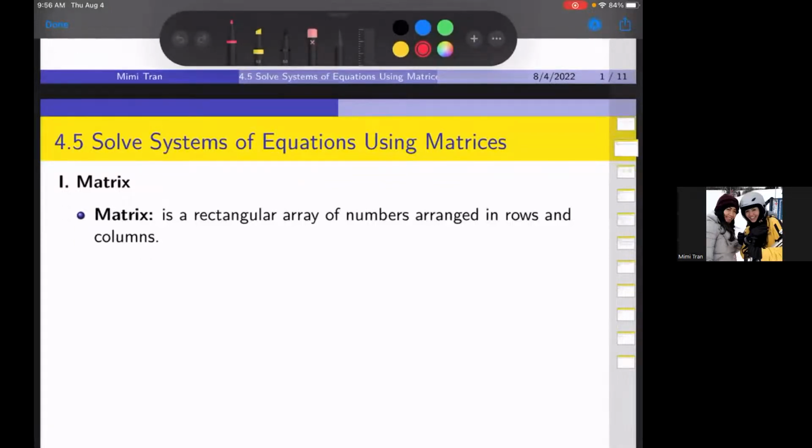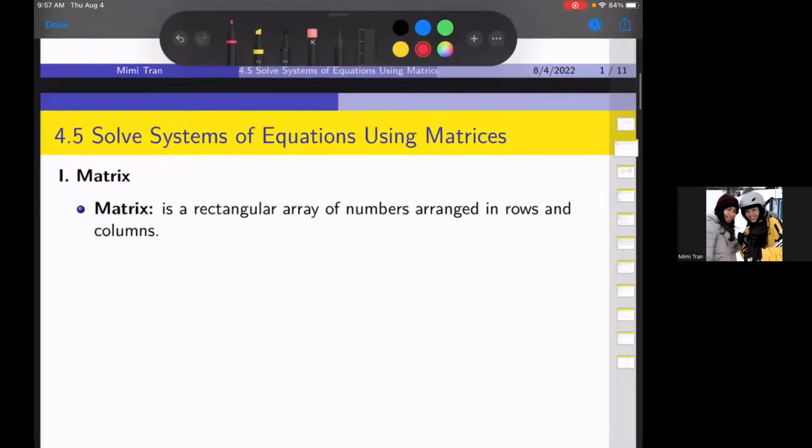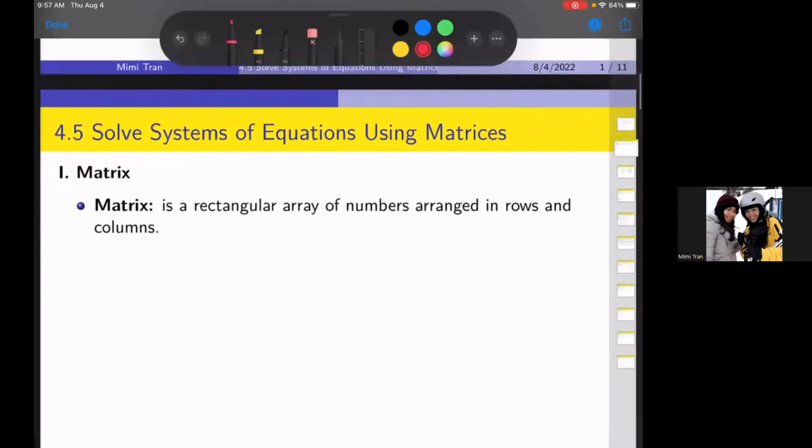Now, depending on what professor teaches you, for me, when I talk about matrices, at least for this level, I use square brackets. Some professors use big parentheses. I'm gonna use square brackets. I think in the book they use parentheses. I don't know why. Okay, so a matrix is like this.